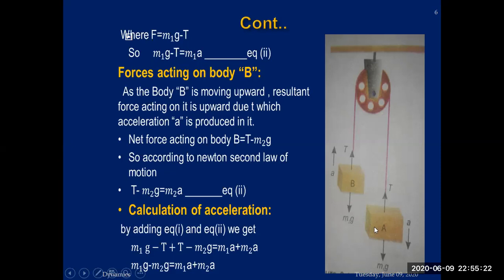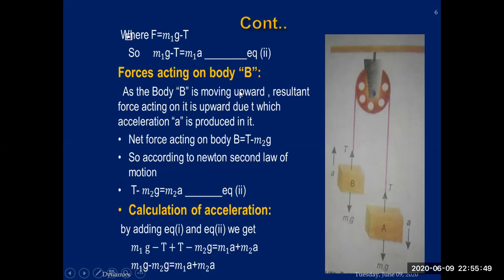If this is a body of mass m1, force acting will be m1a. Because the weight is in downward direction and tension in upward direction, these are the total forces acting on this body. You have added these two forces acting on body A. The negative sign shows that the direction is different. Weight is downward, tension is in upward direction. So that is equal to m1a. This one is equation 1.